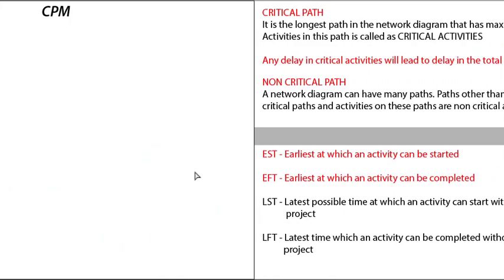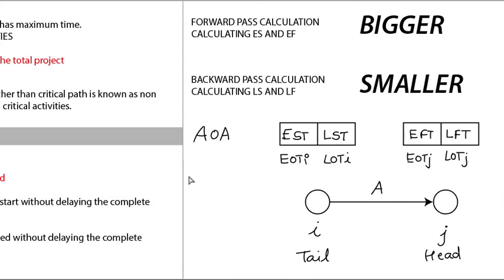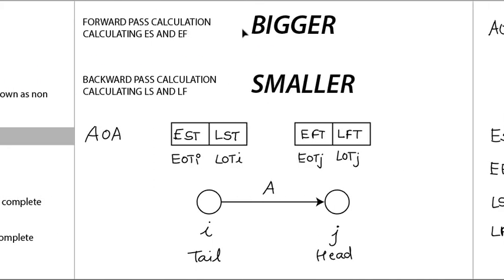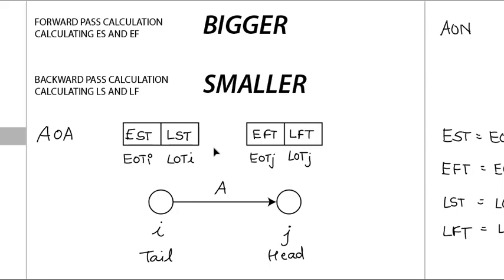So we are here. In forward pass calculation, you should consider the bigger one. In backward pass calculation, you should consider the smaller one. Whatever you see on the screen, take a notebook and write it down. Analyze it by yourself. Try practicing the first example again.